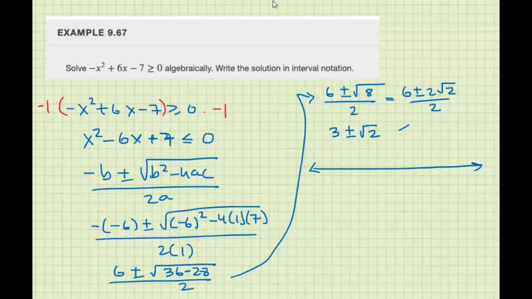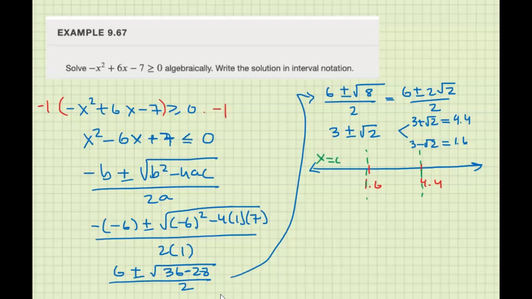Okay, so let's figure out what they are. It helps. So 3 plus the square root of 2 is going to be about 4.4. And 3 minus the square root of 2 is 1.6. Alright, so I'm going to put 1.6 and 4.4. Okay? Now, this divides up our number line into 3 sections.